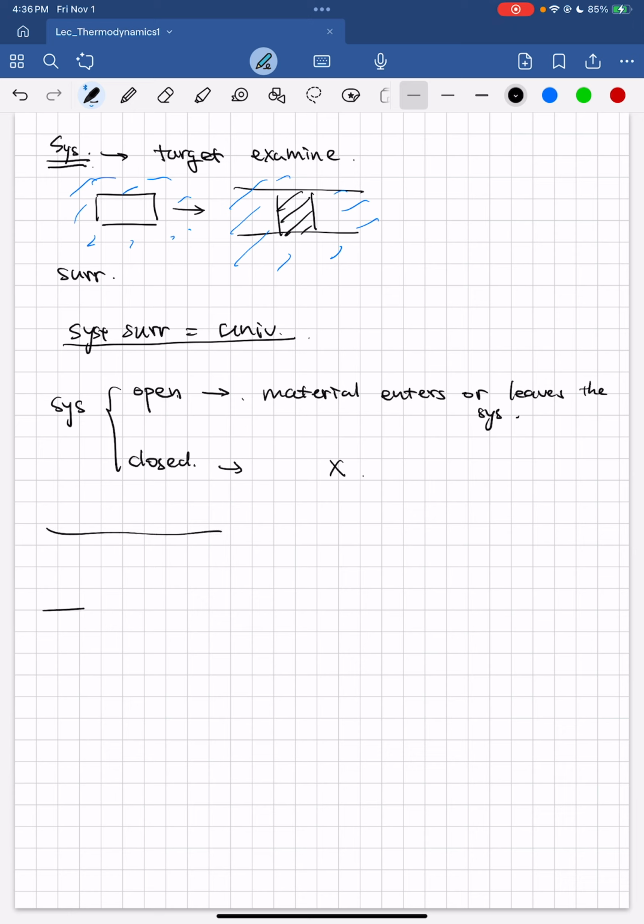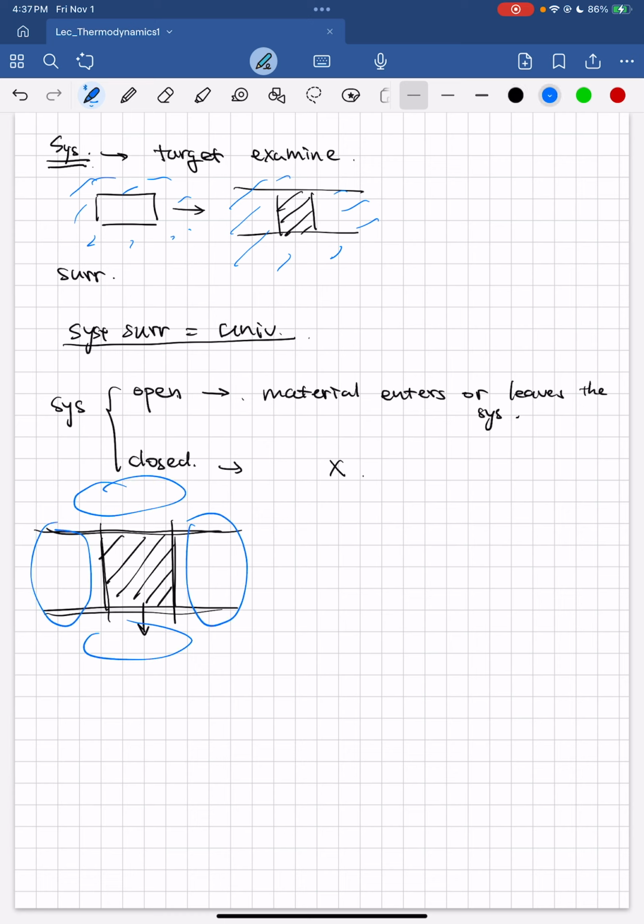So let's say there's this pipe. When we talk about this specific portion of the pipe, this is our system. Not here, not here or here, only here, okay? These blue parts are all surrounding.